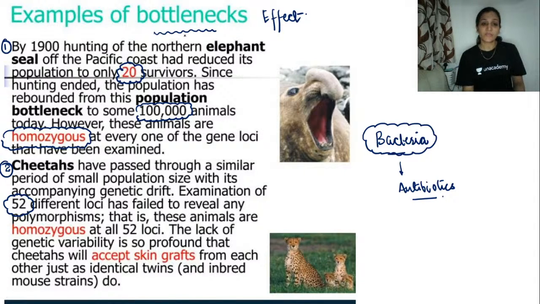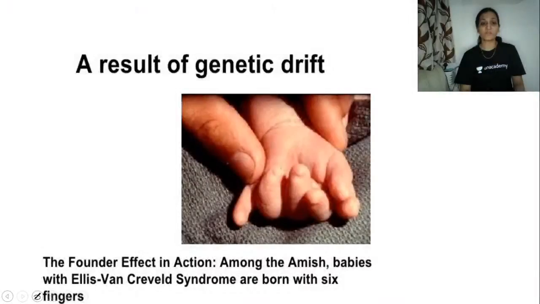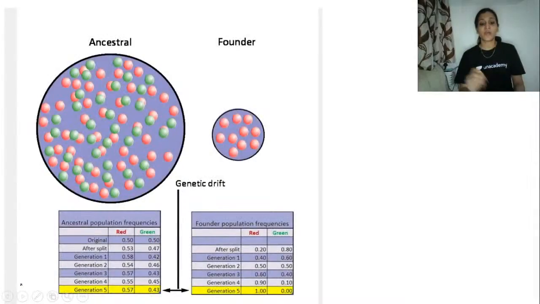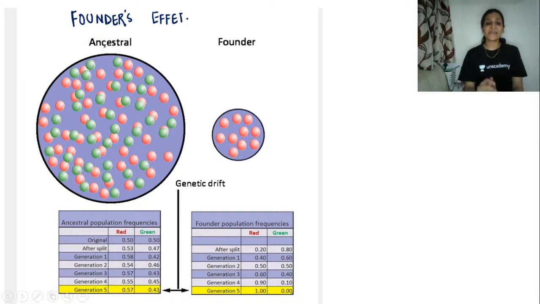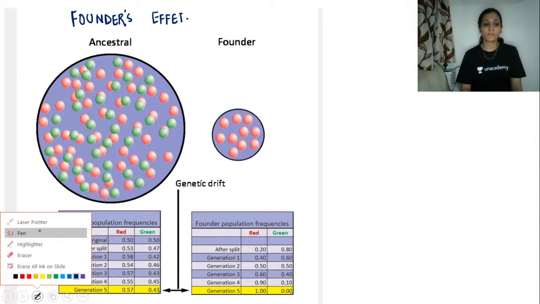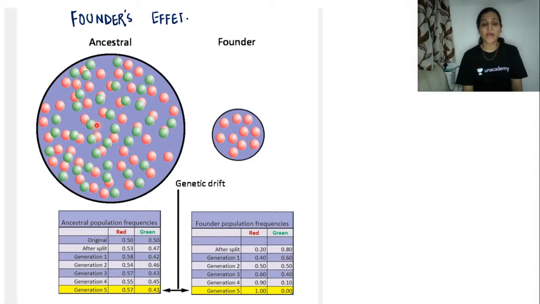So two examples we have seen. Now we will be talking about the founders effect. So this is the picture of the founders effect. This is the ancestral or original population, and this is the founder population.